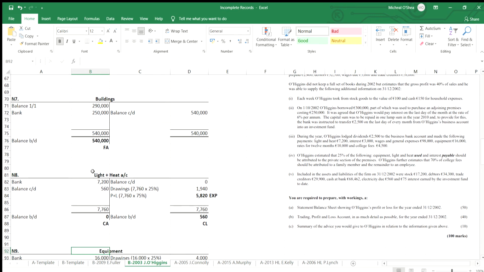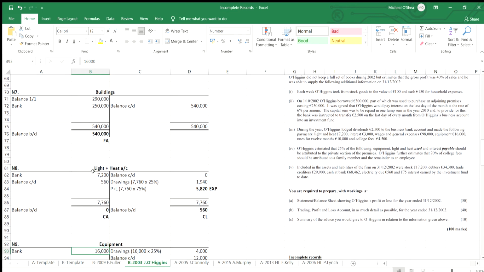My light and heat, well, at the start of the question I'm not told anything on light and heat. I am told here though during the question that I paid 7,200 out of my bank account for light and heat. So that'd be in the credit side of my bank account, and the debit side here 7,200. Apart from that, we have a little bit of information at the bottom. We're told that my electricity due at the end of the year was 560, so that's a liability.